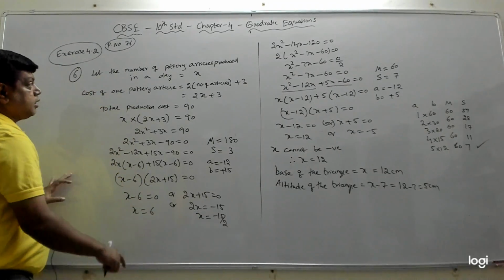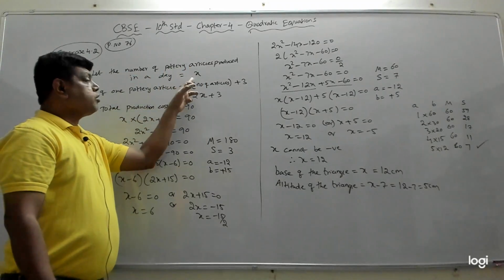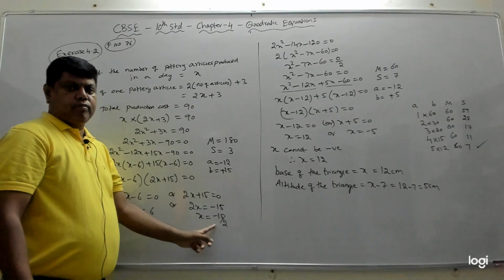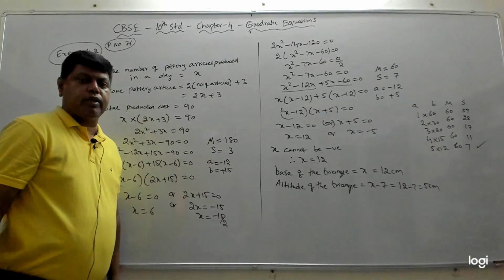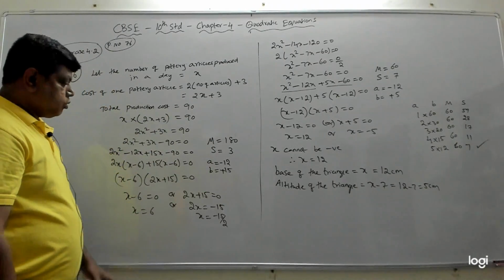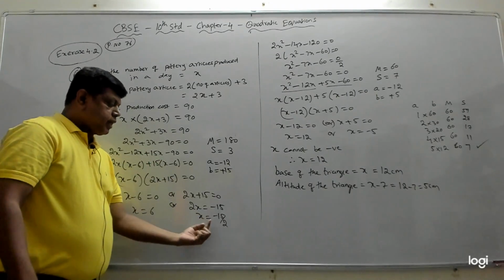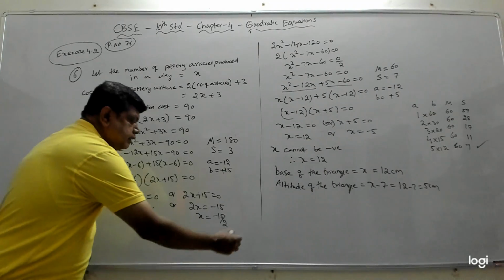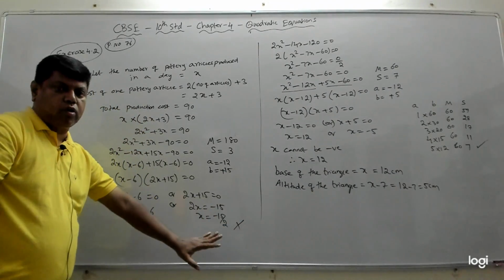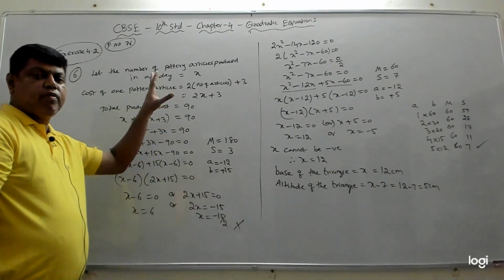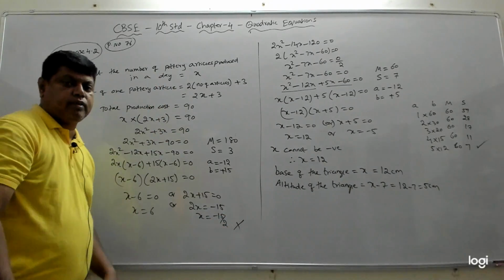Here x is minus 15 by 2, and here x is 6. But what is x? X is the number of articles produced in a day. The number of articles produced in a day cannot be negative. I cannot produce a negative number of items in a day. Right? So in the worst case, it can be 0. I may not produce anything, that is 0. It cannot be negative. So x cannot be negative. So we cannot take this value. This value should be ignored. It's not wrong, but this value we cannot consider because x is the number of articles produced.